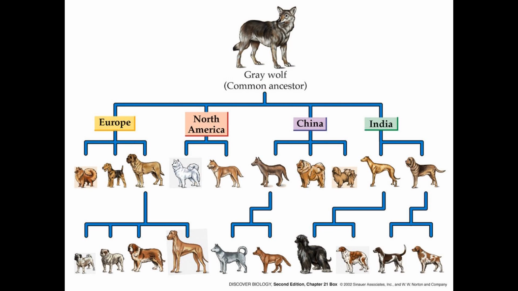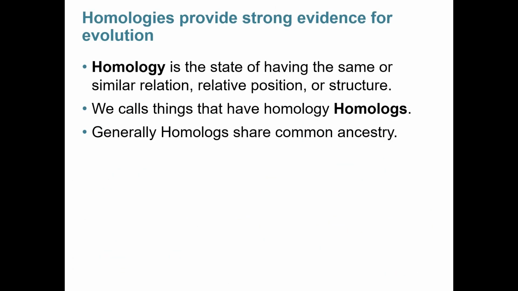The next thing that we'll talk about is homology. Homology is the state of having the same or similar relation, relative position, or structure. And we call things that have homology homologs. And generally, these things share a common ancestry. There are 2 major types of homology. One of those is structural homology, and the other is molecular.